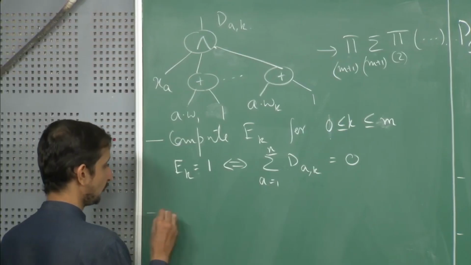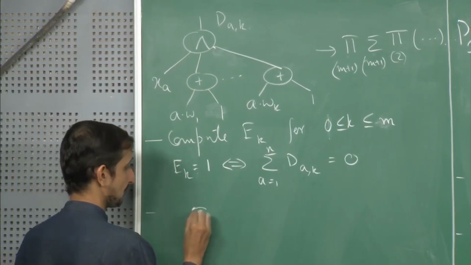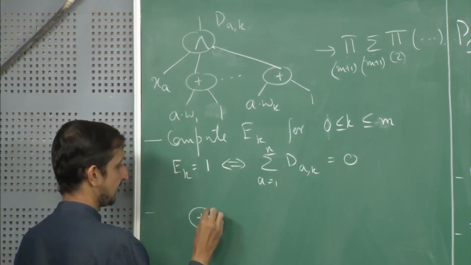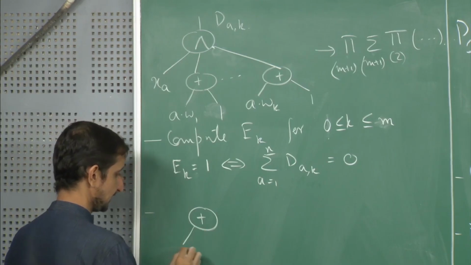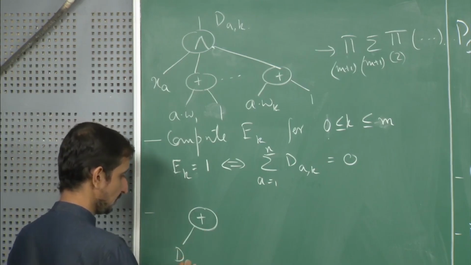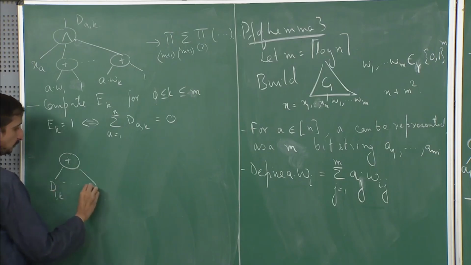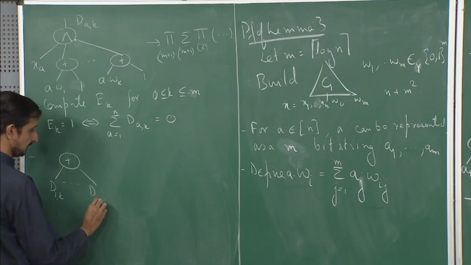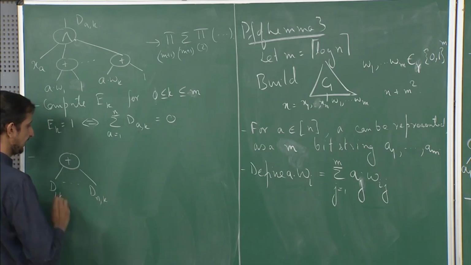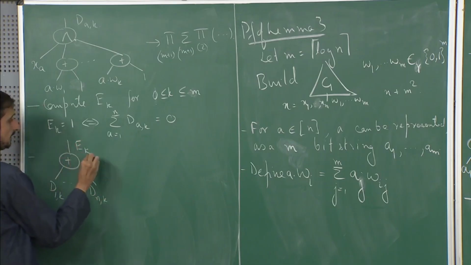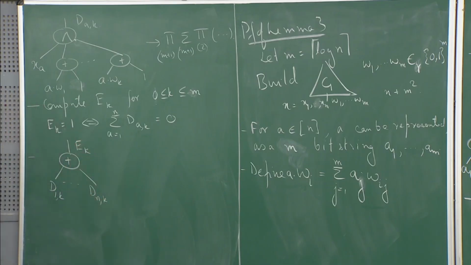Again, this is easy to see. How do we get EK? So our gate for EK will be a parity gate, which will take as input D1K up to DNK, and anything else.